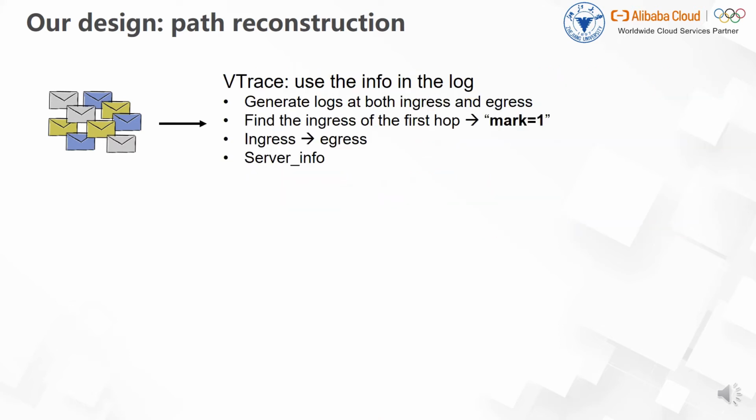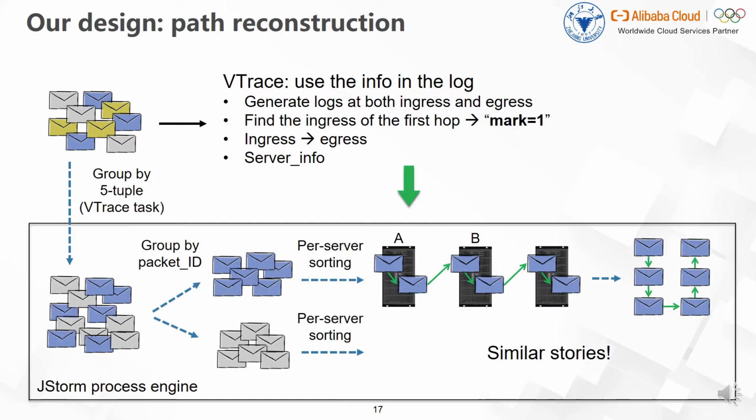In VTrace, it performs the path reconstruction based on the information contained in the log data, such as the mark for the ingress of the first VFD, the information of servers where virtual forwarding devices work.